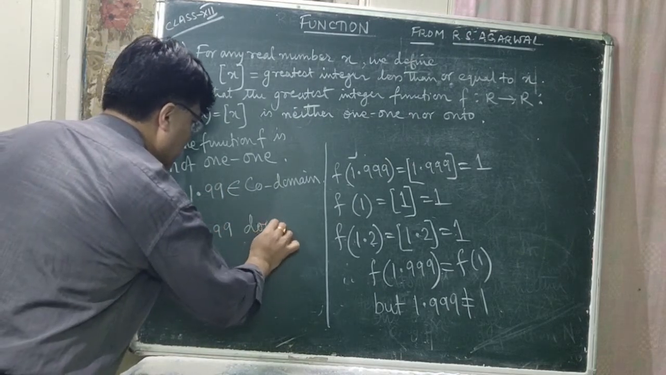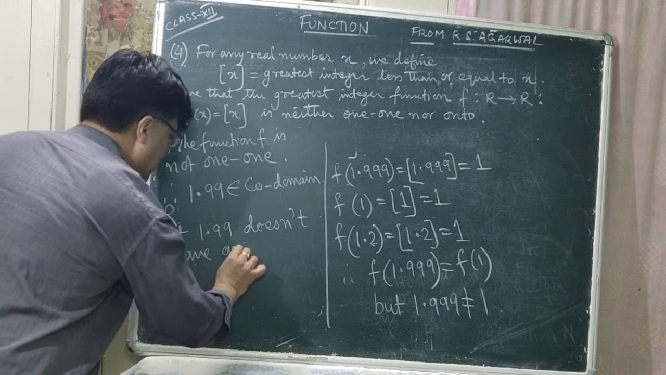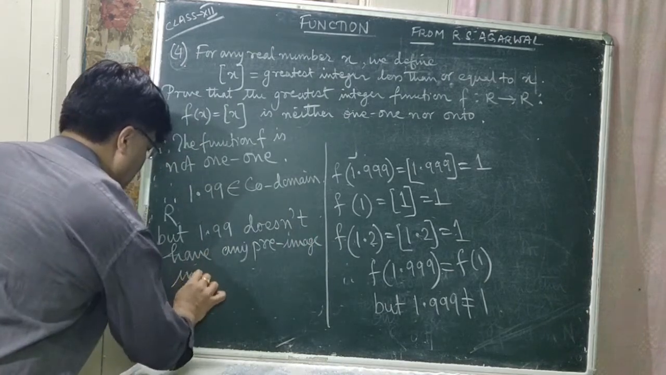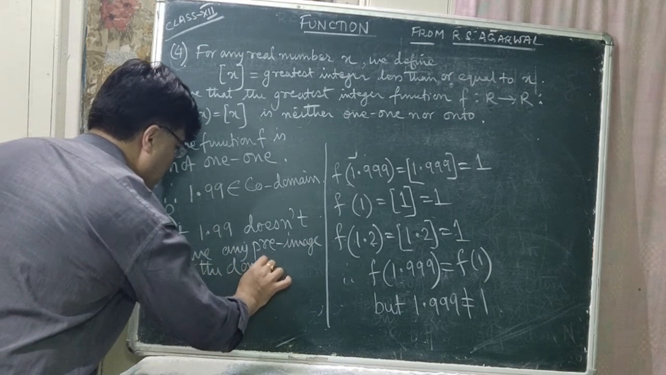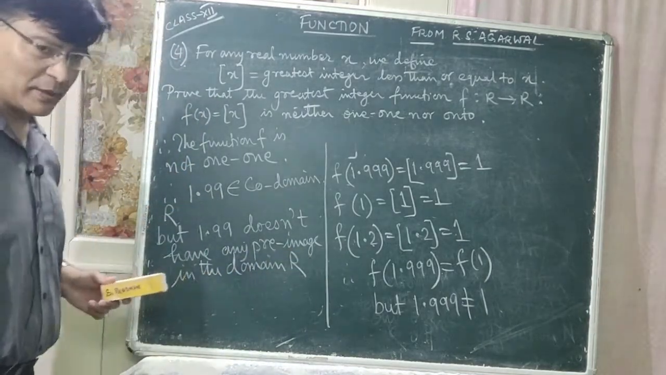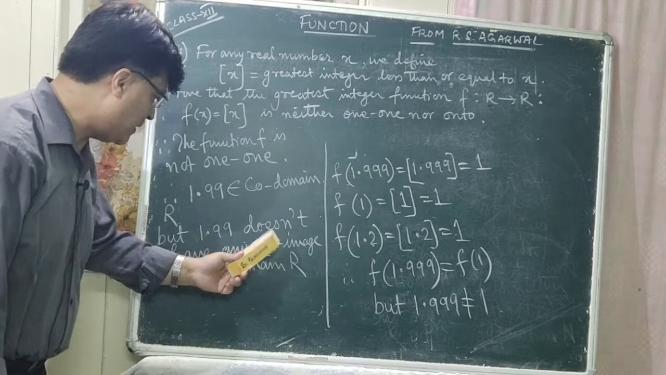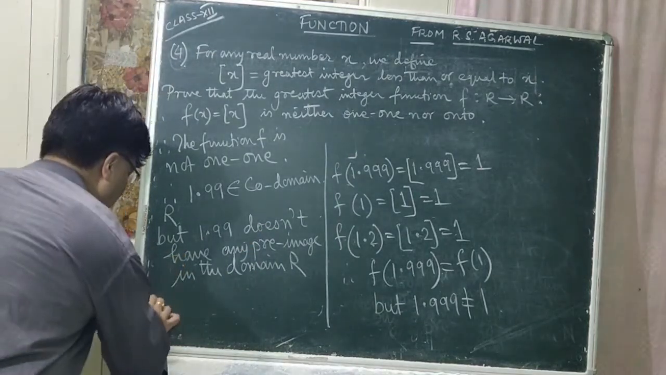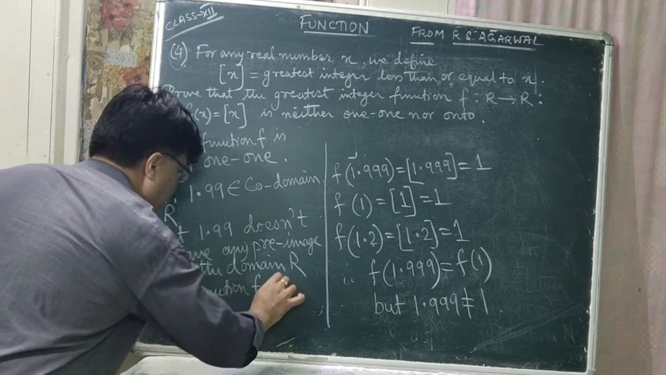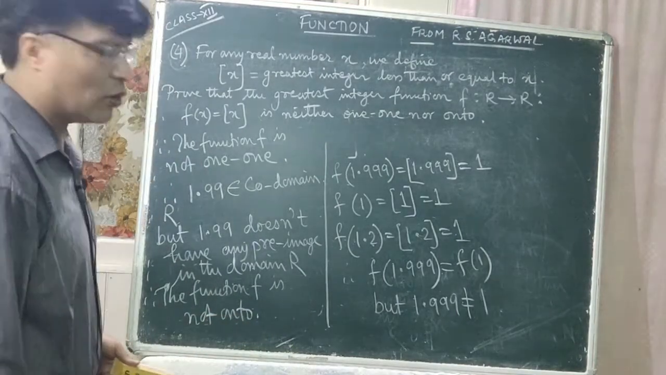1.99 does not have any pre-image in the domain R. So, this 1.99 in codomain R does not have any pre-image in the domain R, so therefore the function f is not onto. Therefore the function f is not onto, is that clear?